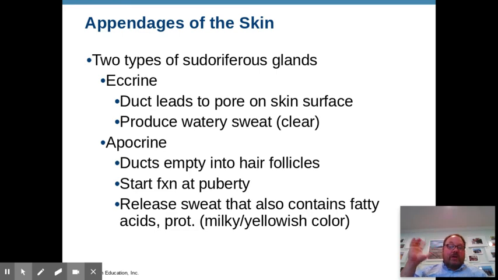Apocrine glands are slightly different. These are sweat glands that are found in the armpits and in the groin. They become active at puberty, and they produce what's referred to as a milky sweat. This is a different type of sweat that has a lot of metabolic waste from the body.